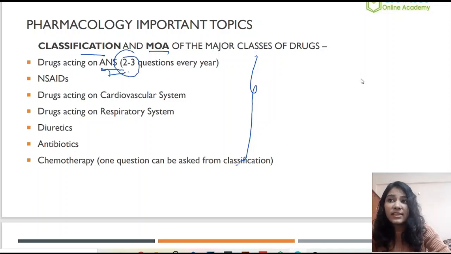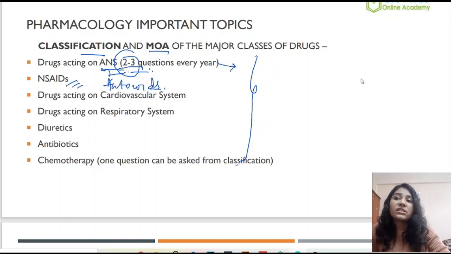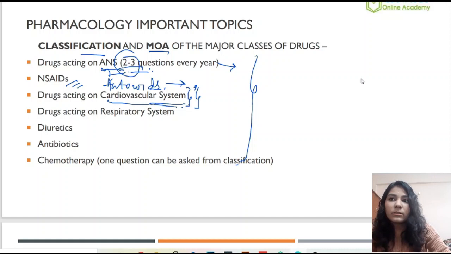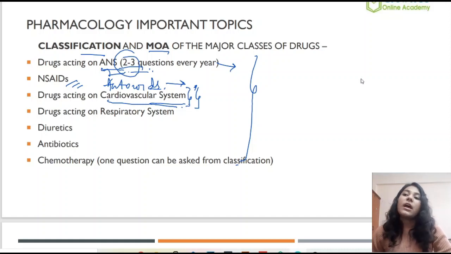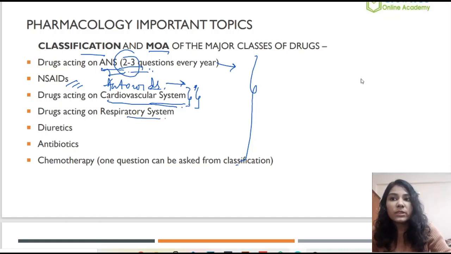The second is NSAIDs, and it comes under autacoids. NSAIDs is a very important topic, and questions can be asked from the classification and the mode of action. Like they can ask you which of the following drugs inhibit COX-1 and COX-2 both. This is just an example. Next is the drugs acting on the cardiovascular system, and this is again a very crucial topic. This unit includes around 5 chapters and every year questions are asked from it.